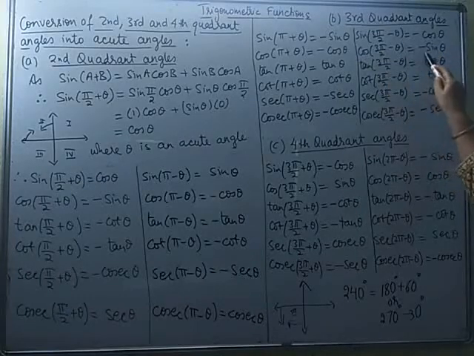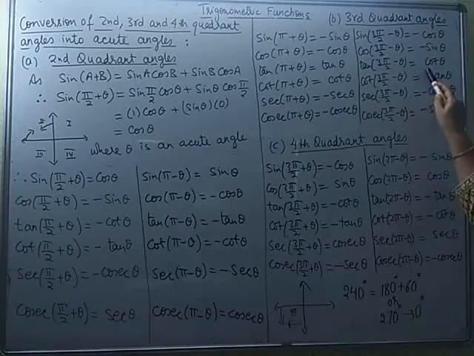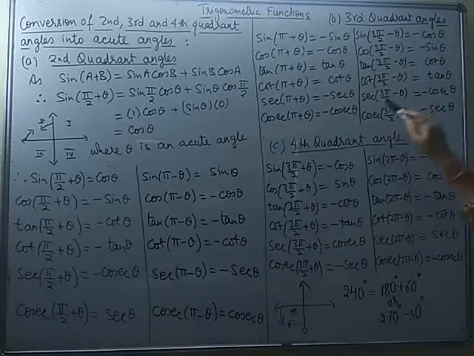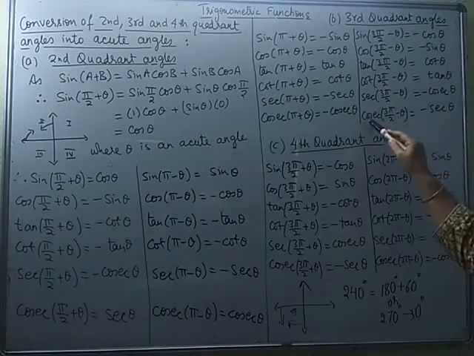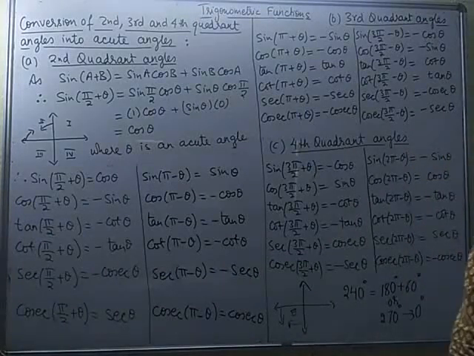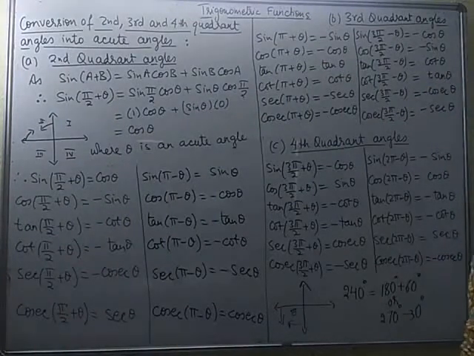Cos 3 pi by 2 minus theta is minus sine theta. Tan 3 pi by 2 minus theta is cot theta. Cot 3 pi by 2 minus theta is tan theta. Sec 3 pi by 2 minus theta is minus cosec theta. And cosec 3 pi by 2 minus theta is minus sec theta. Can you see? They all got changed.